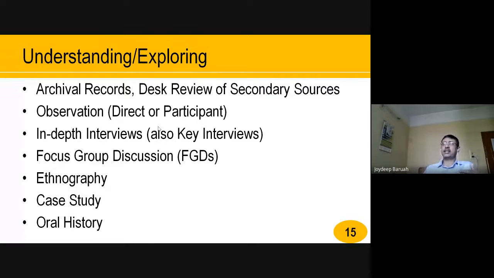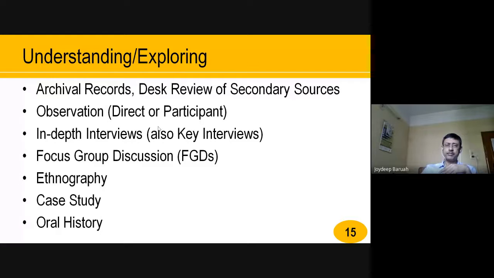So understanding and exploring will require, you can apply any one or combination of these things. It's not that only one method is suitable. If you combine some observation, some in-depth interview, some key informant interview, some focus group discussion, and one or two case studies, it makes a combination of all these methods, and finally you present that this is my understanding, this is what I have got in my research. So that's the first part, if you are not bothered much about your estimation or generalization.